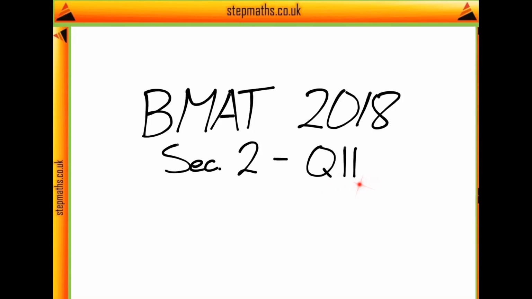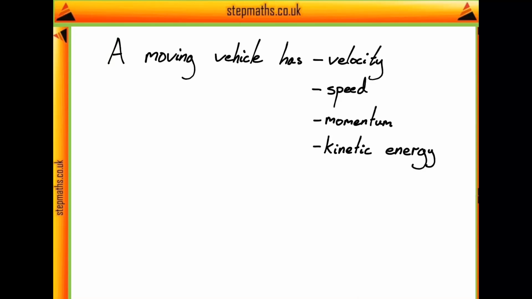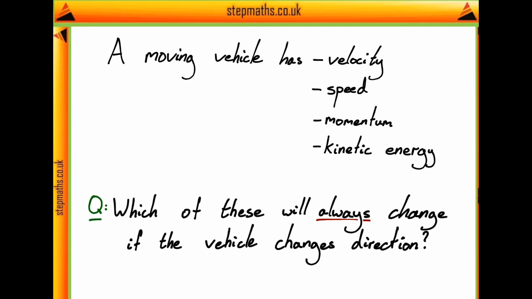Here we're going to look at question 11 from section 2 of the BMAT 2018 paper. In this question, we're told that a moving vehicle has velocity, speed, momentum, and kinetic energy. What we're asked is, which of these will always change if the vehicle changes direction?